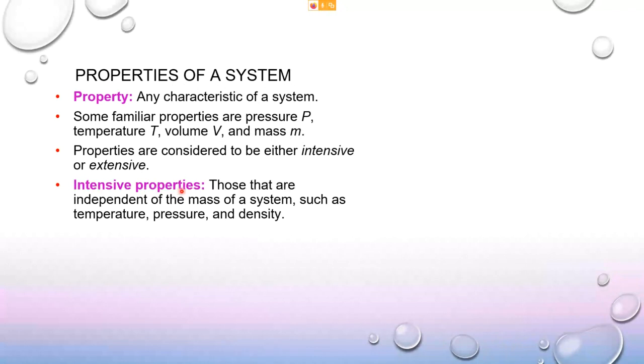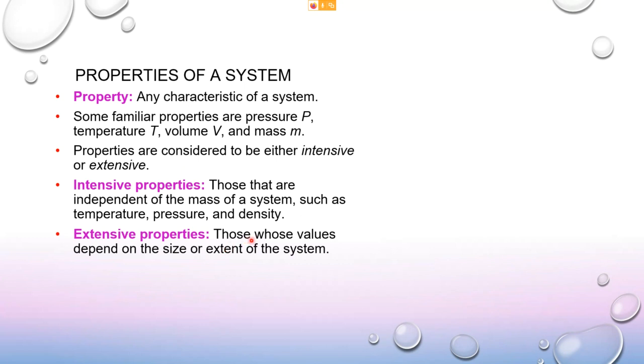Now, intensive properties are those that are independent of the mass of a system, such as temperature, pressure, and density. That means properties that do not depend on the mass of the system, that means in kg. So temperature doesn't depend on whether you are referring to a mass of 1 kg or a mass of 2 kg of the system. Pressure also as well. So these are considered as the intensive properties.